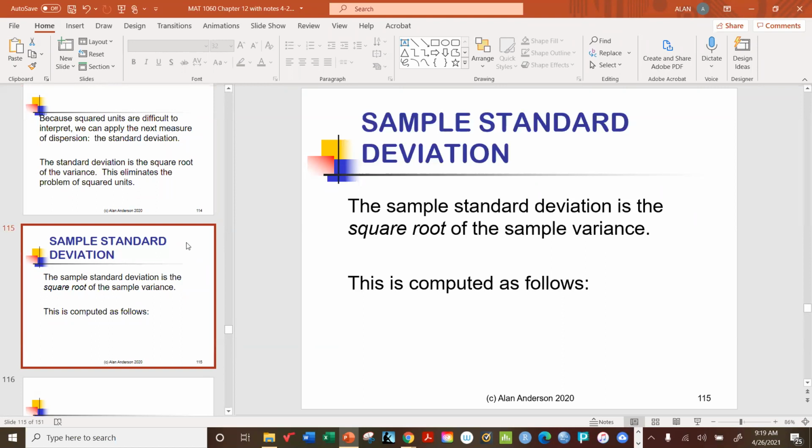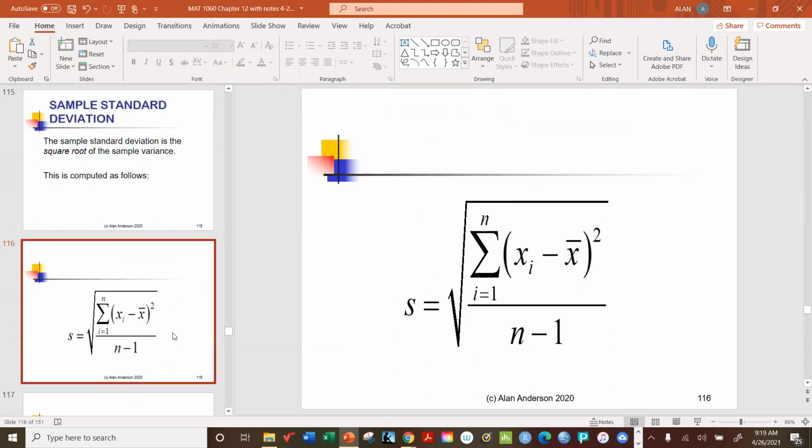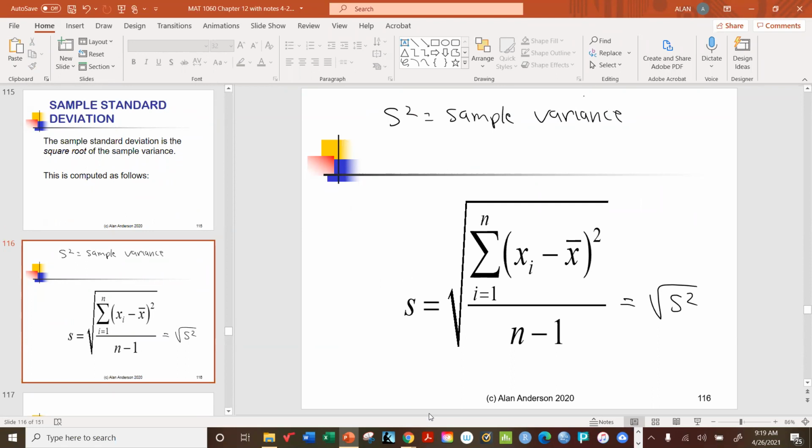So this, like I said, the sample standard deviation is the square root of the sample variance. In other words, here's the formula, and you can see all we did was take the square root of the variance formula. So that could be written like this. Now, S squared is the sample variance. S is the sample standard deviation. They didn't give it a new symbol because it's just the square root of the variance, so we just call it S.